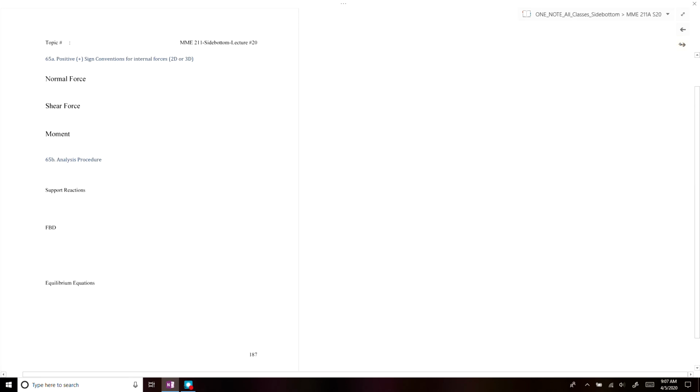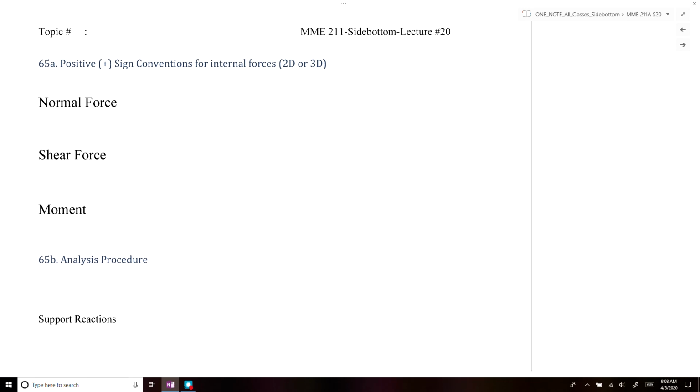Right. So before we do some examples, we just want to go over some of the sign conventions for what is considered a positive and a negative normal force, shear force, and moment.